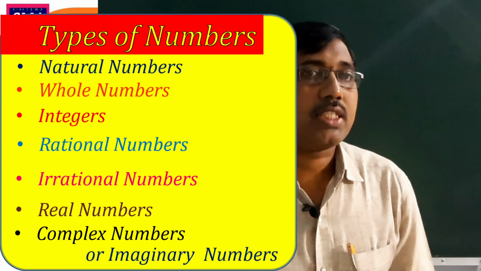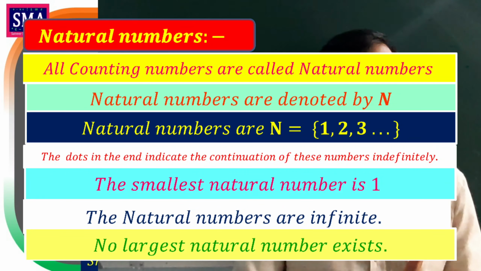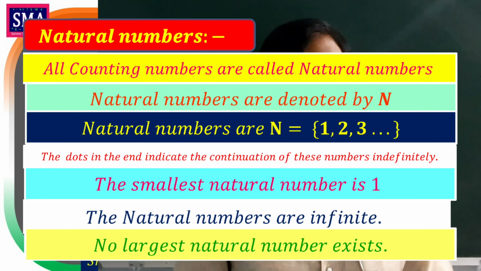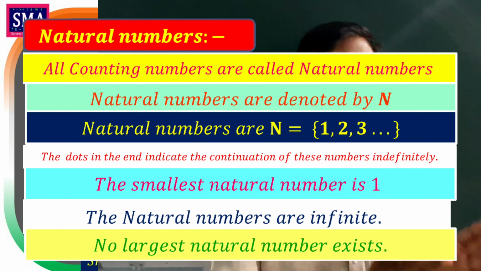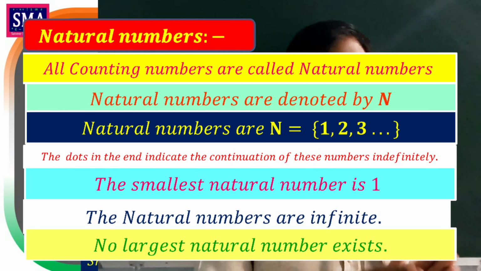Okay. First one is natural numbers. Observe the screen. All counting numbers are called natural numbers. Natural numbers are denoted by N.